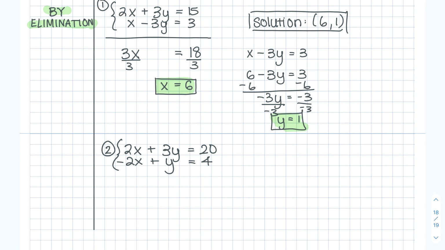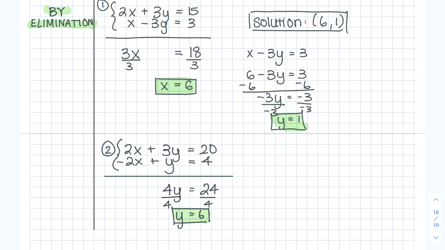Okay, so if I was doing this, when I combine my like terms, we have 2x minus 2x, which cancels out. 3y plus y is 4y. 20 plus 4 is 24. So really, my equation is 4y equals 24. If I divide both sides by 4, I get y equals 6.